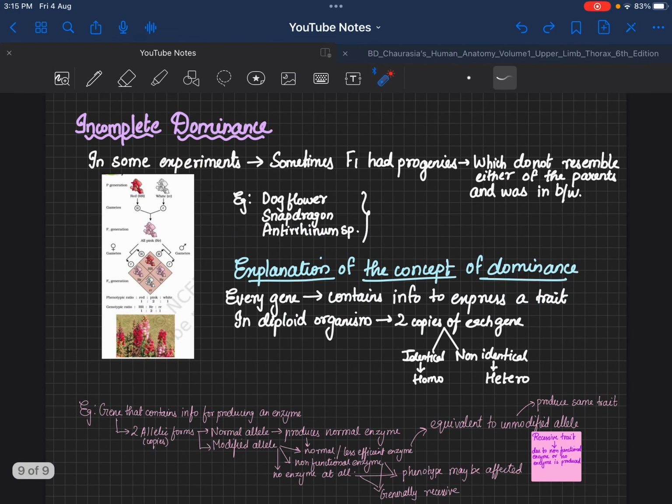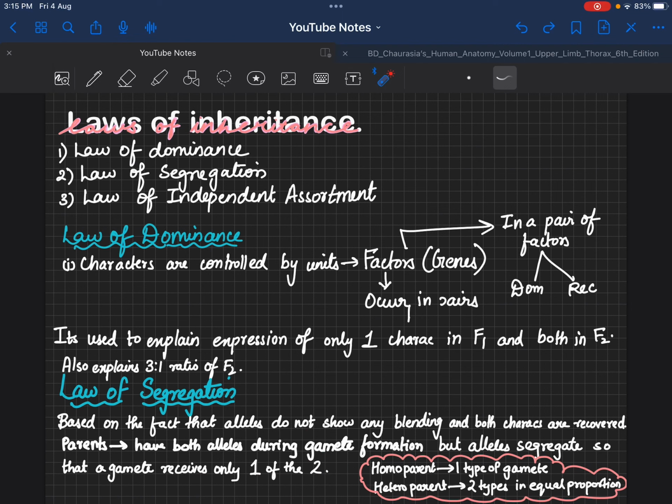And then we have incomplete dominance also. That is a special case. Okay. So what is law of dominance? Here characters are controlled by units, that is factors. I already said in the last class, factors are now known as genes. Previously factors was the word used by Mendel and now it is known as genes. So these factors occur in pairs. In a pair of factors we know there is dominant and recessive, that is, the alleles can be dominant or recessive. It's used to explain the expression of only one character, that is, only which is dominant will be shown on the phenotype in F1 and F2.